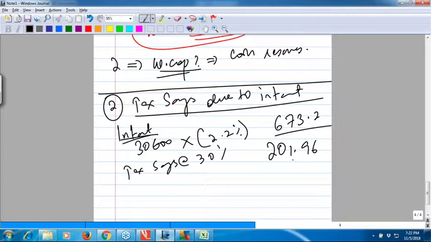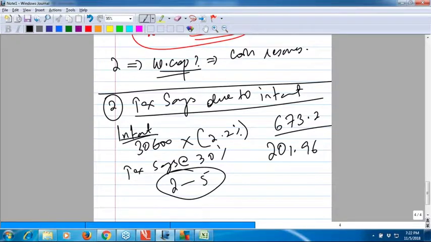Now, the tax saving is 201.96. This tax saving is going to be from year two till year five. Why is it going to be from year two till year five? The reason behind that is because we will be paying tax one year in arrear. So the savings are going to arise one year in arrear.